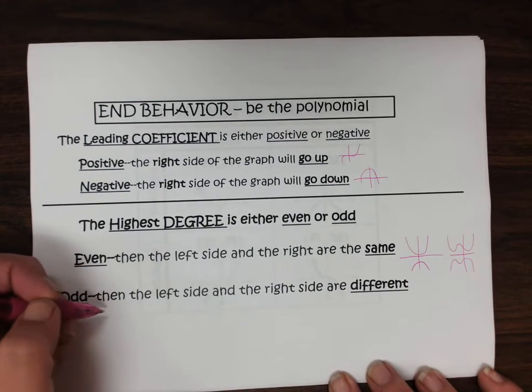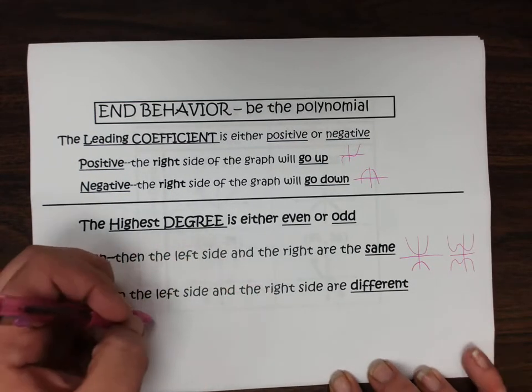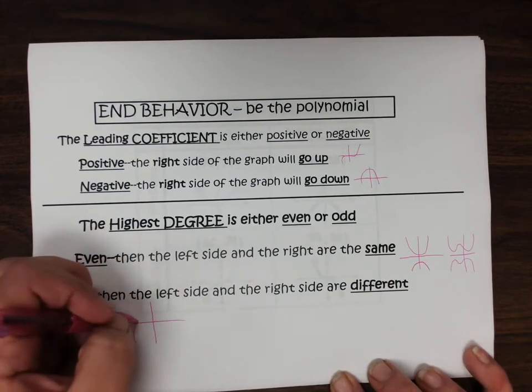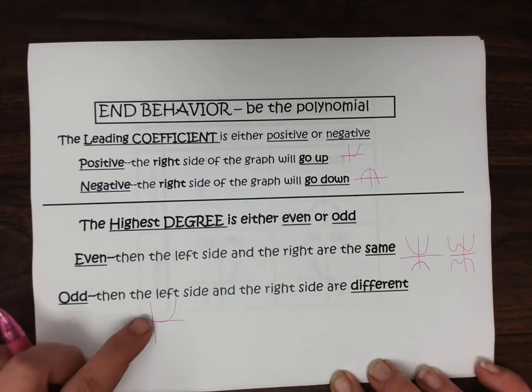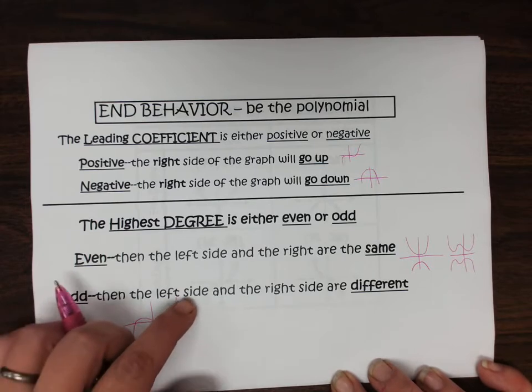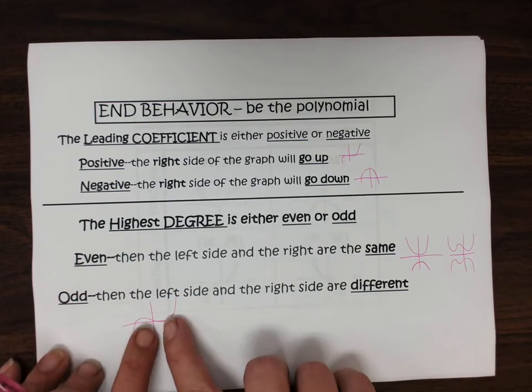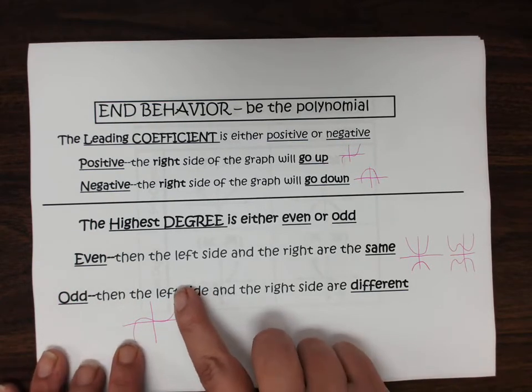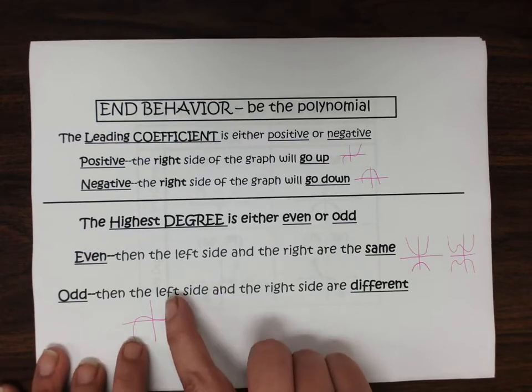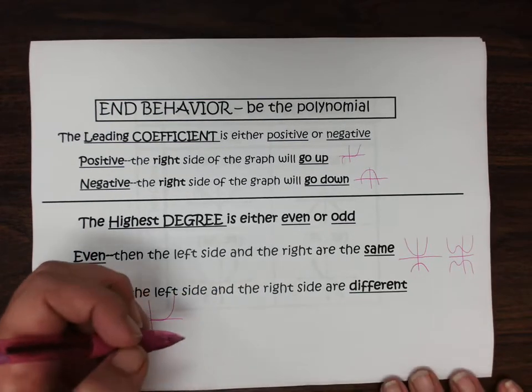Whereas if we have odd, then the left and the right side are different. So we could have the cubic function that looks like this, right? On the left side we're going down, on the right we're going up. That's what we're looking at, what happens at the end of these graph pieces, right? When this keeps going, what direction does it go in?